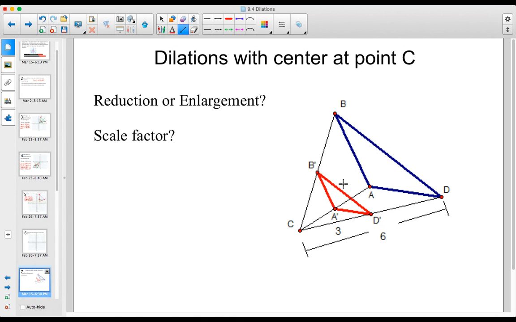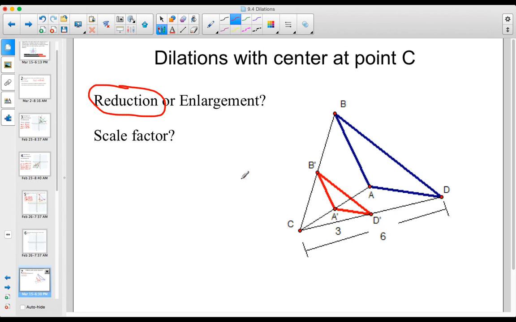It looks like it's getting smaller. So right away, I know this is going to be a reduction. But how much of a reduction? Well, we know the distance from C to D prime is 3, and the distance from C to D is 6. Okay, so it looks like it's half the distance.